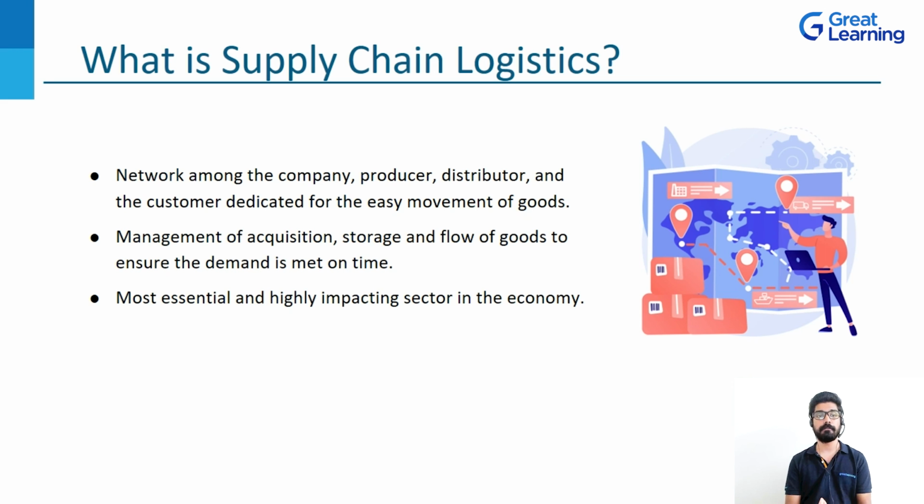Coming to the next point: management of acquisition, storage, and flow of goods to ensure the demand is met on time. Basically, you're ordering or needing some item for a particular period of time, right? If you don't have that product in that period, there's no use ordering it. When the demand is raised, you should get the item at that particular point in time. So managing the items in your location, storing them, that is getting the product. When a demand is raised, you need to be in a position to have the product with you, make sure the flow of goods is possible, and be able to deliver it. Depending upon the demand, you have to deliver it.